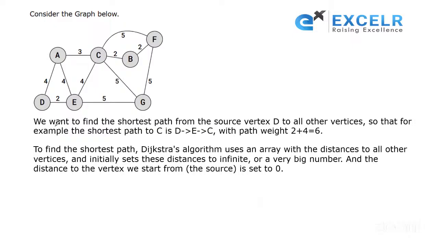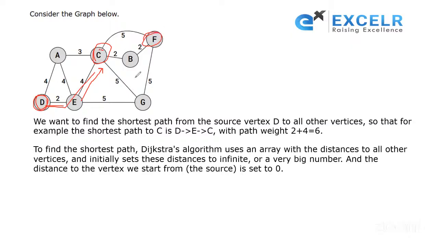See, as per the step I have discussed, we want to find the shortest path from a source. The vertex D I am selecting as a source. Because it is a single source shortest path, it calculates the shortest distance between the source and all other vertices. So for this example, the shortest path is, suppose, D to E, E to C, with path 2 plus 4. For vertex C, the shortest path is this way. Similarly, if you have to go to this vertex, what is the shortest path?